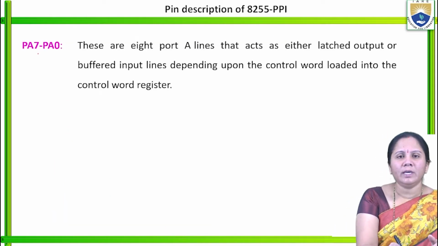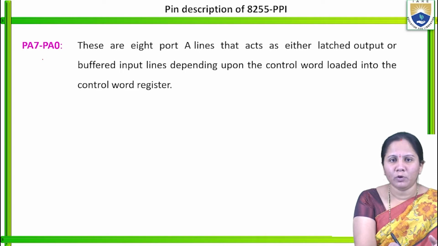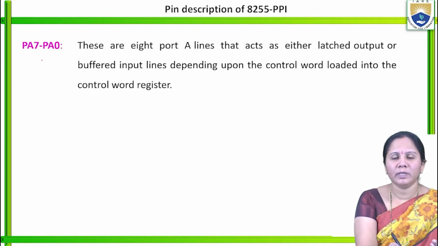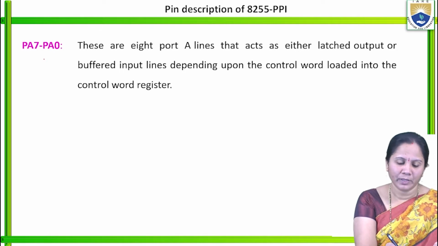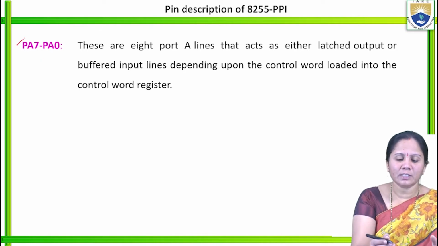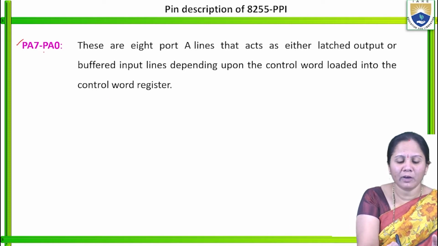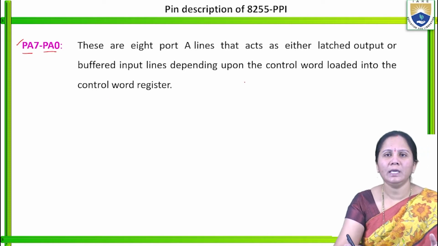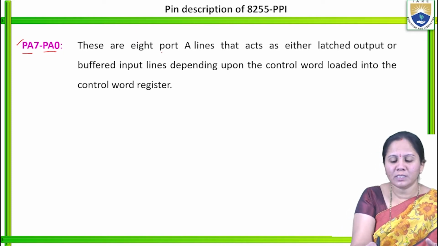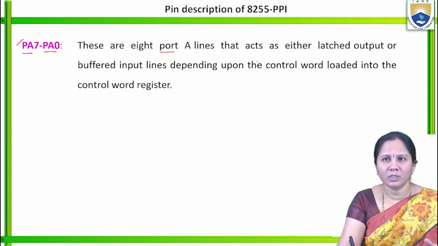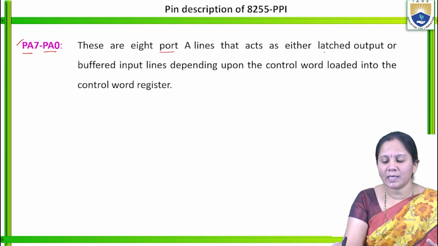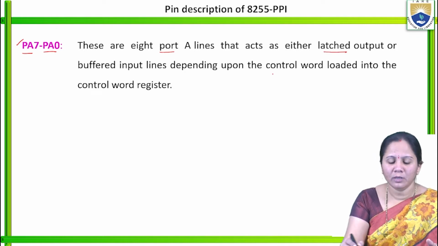Here it consists of 3 ports: port A, port B and port C. Each port is 8-bit. This is port A. It is 8-bit, so we have PA0 to PA7. This is the 8-bit port. It acts as either latched output or buffered input pin.